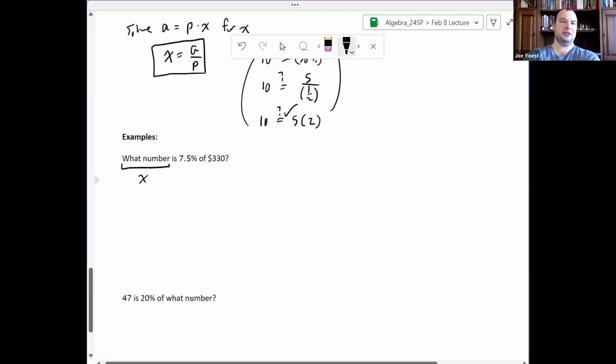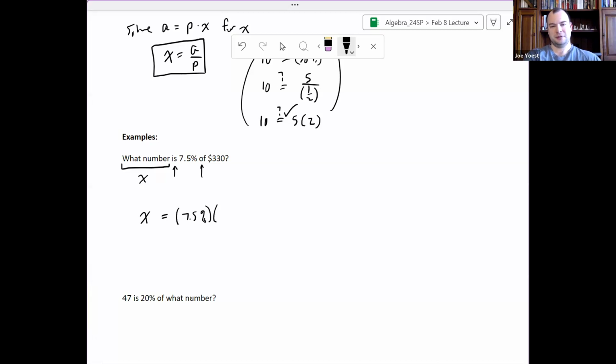So identify what I'm looking for. I'm looking for the thing, what number? Give it a name. I'll call it X. Again, I notice "is" and "of." So X is 7.5% of times $330.